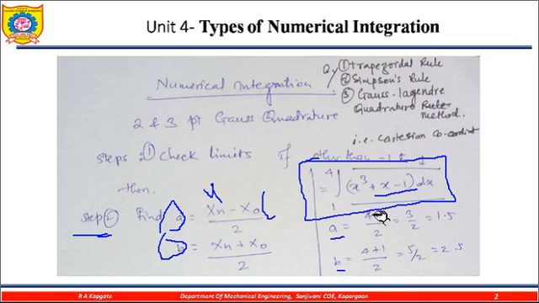My upper limit is 4, so a is equal to (4 minus the lower limit 1) divided by 2. So 3 by 2, that is 1.5. And b is equal to (4 plus 1) divided by 2, that is 5 divided by 2, that is 2.5. So I am calculating my a and b values very easily.